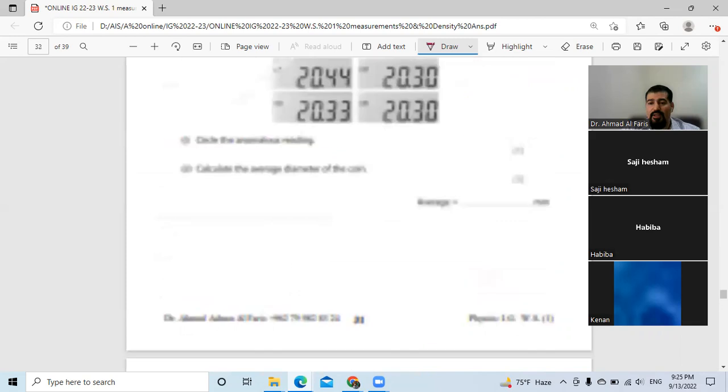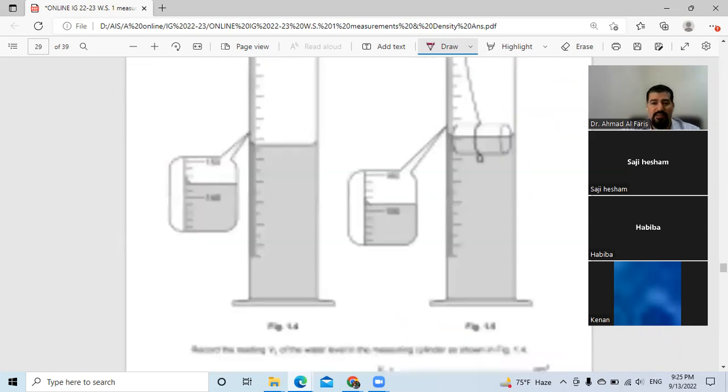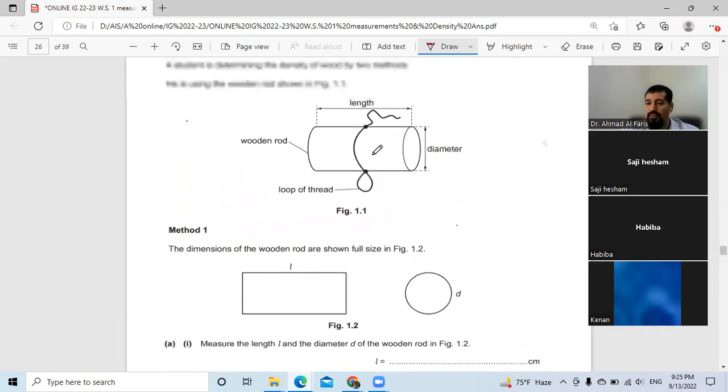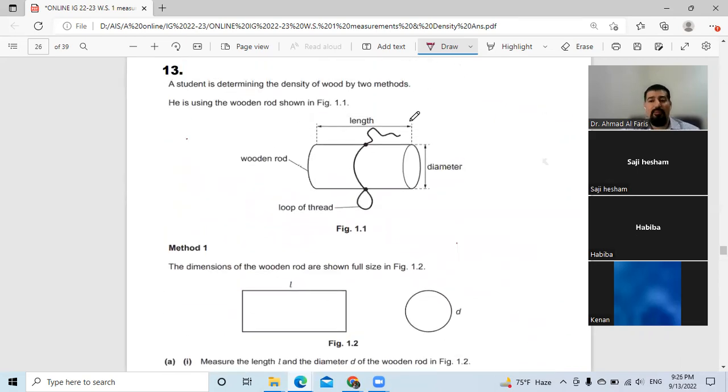So let's return to paper number 6, paper 6 from Cambridge, alternative to practical. They give you all the details. You only need to follow the instructions. It's actually a core paper, but you have to do it.